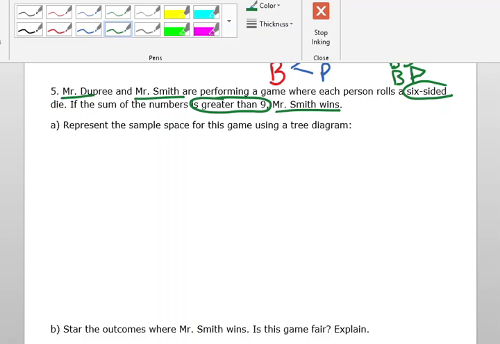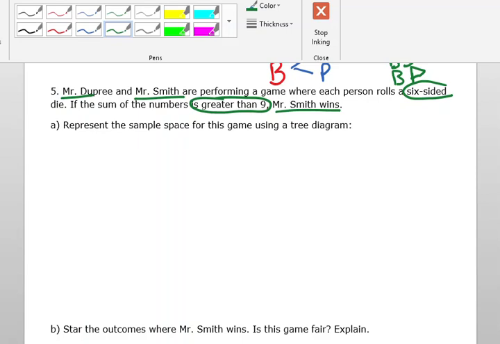Okay, so this is kind of what I'm envisioning. I'm envisioning that both of these men have one 6-sided die and they both throw it at the same time. And Mr. Smith wins if it's greater than 9. All right, so let's go ahead and do the tree diagram.